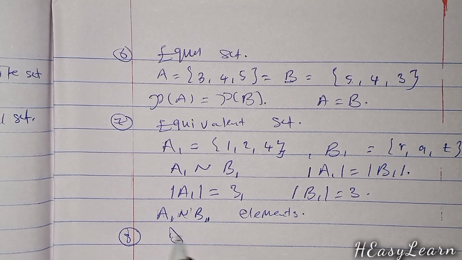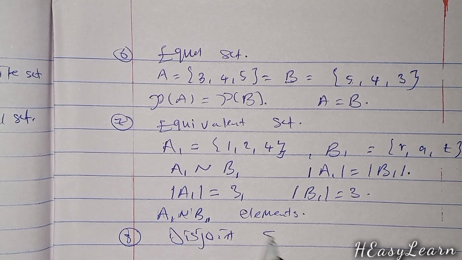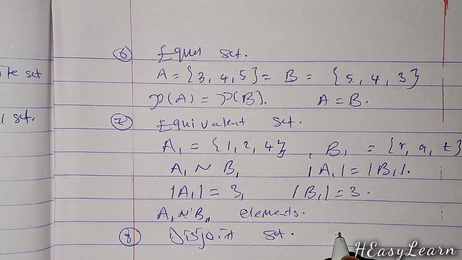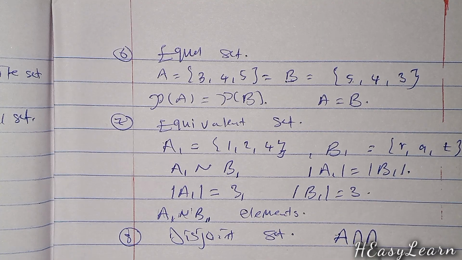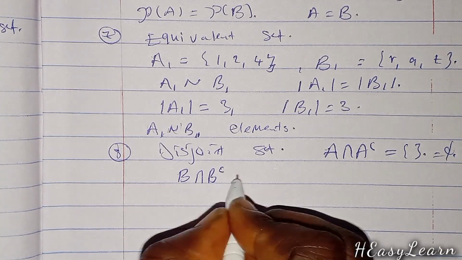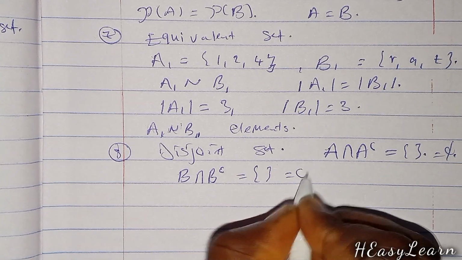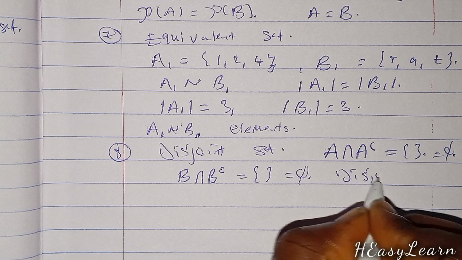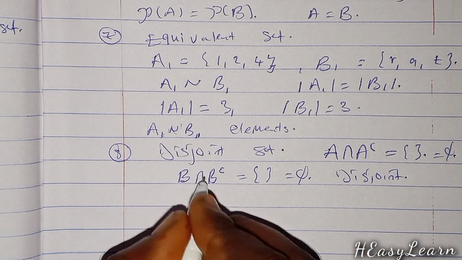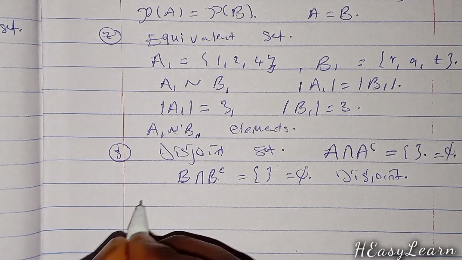So the last is what is called the disjoint set. What are disjoint sets? If you watch my previous video, we see that any set intersect with its complement is always a null set. We call it a disjoint set. That is, any set intersect with its complement is always an empty set. Two sets are disjoint if they don't have elements in common.